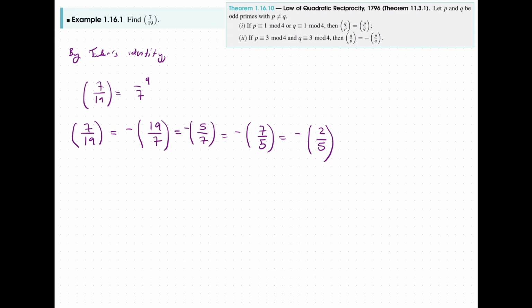So this here is, 2 is not a perfect square modulo 5, and so we have that the Legendre symbol of 2 on 5 is negative 1, and so we have 7 is a perfect square modulo 19. And so we got our desired response.